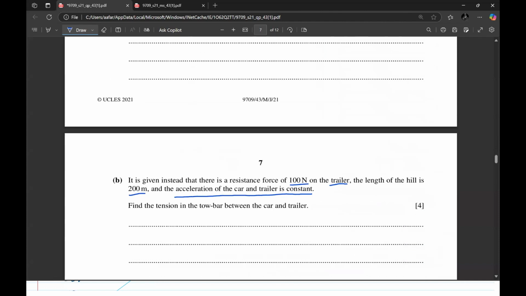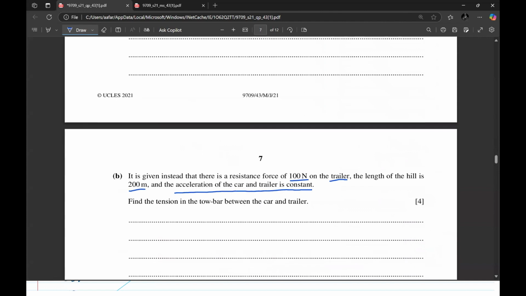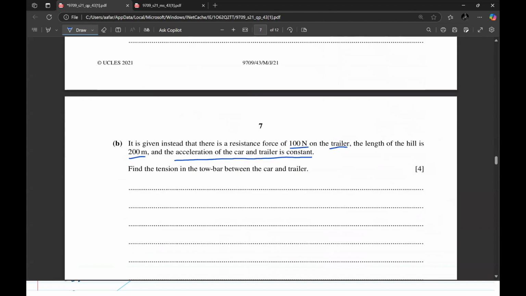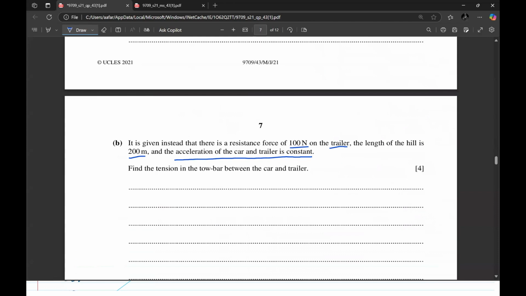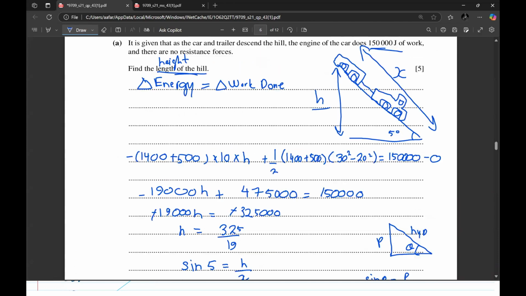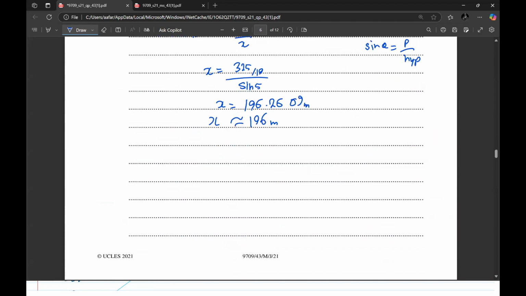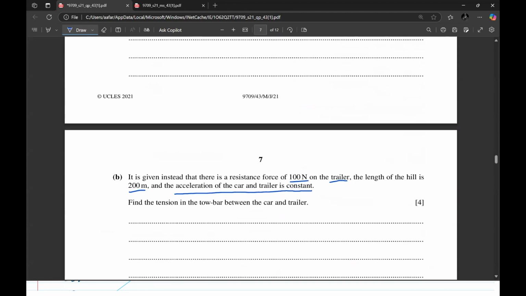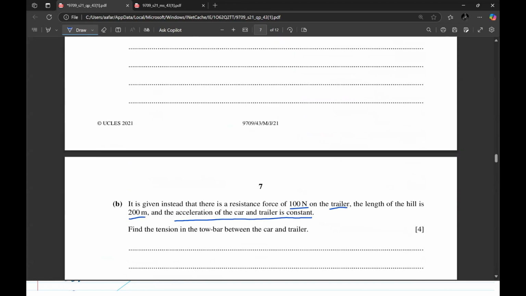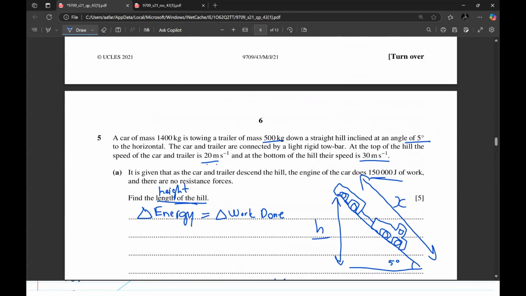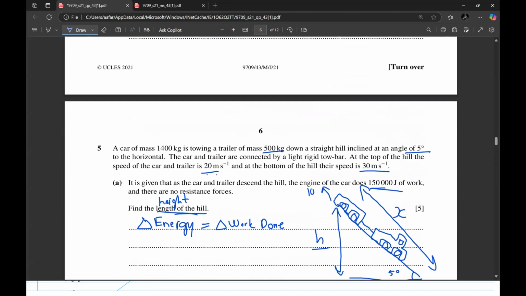Okay. Acceleration of the car and trailer is constant. Find the tension in the tow bar between the car and the trailer. Okay. So first let's find the acceleration. Let's take this system. Basically what they've added is they've told us that it has a resistive force of 100 Newton on the trailer.